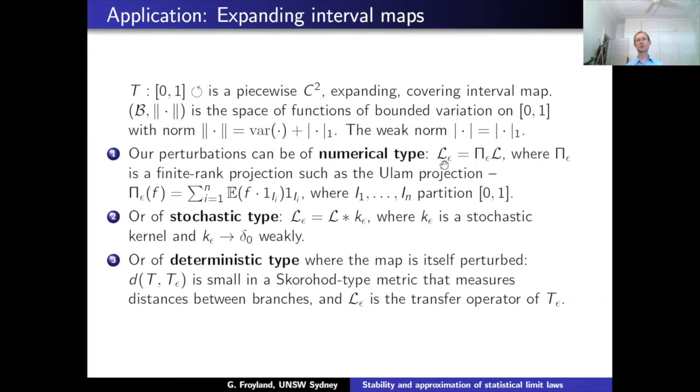So how we would construct a numerical approximation of our transfer operator is we would post-compose our transfer operator with some finite rank projection. It doesn't matter too much, you just have to satisfy the conditions in our theory, whatever you choose for your projection. What I'm going to use in this piecewise case, either 1D or multi-D, is what's called Ulam projection, because this works nicely with variation.